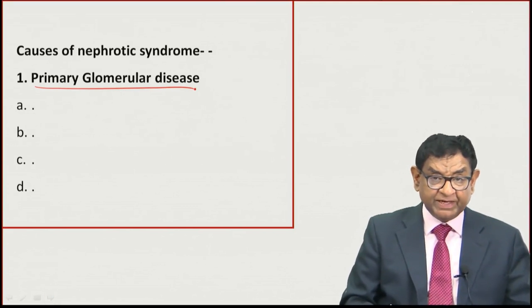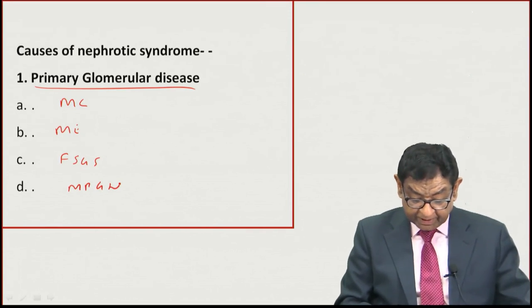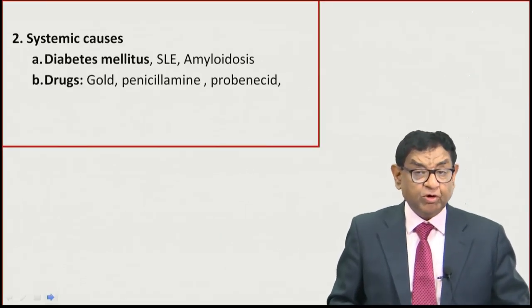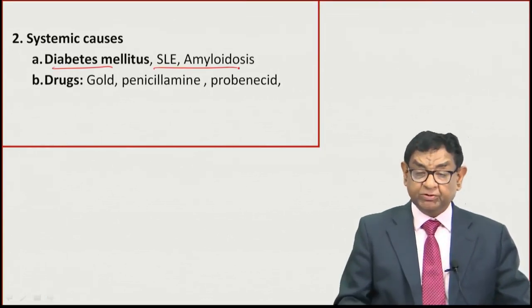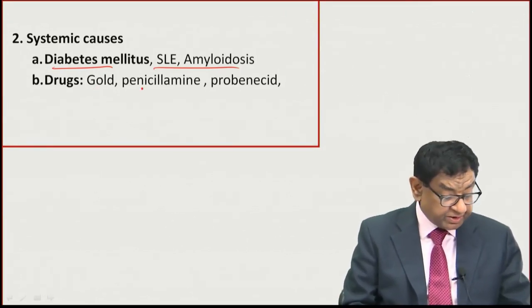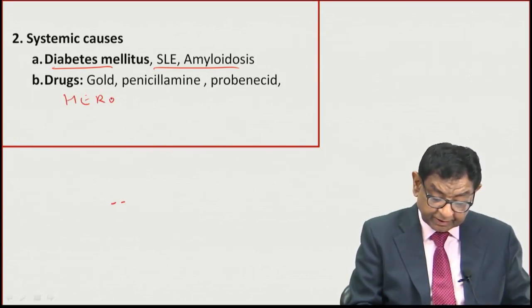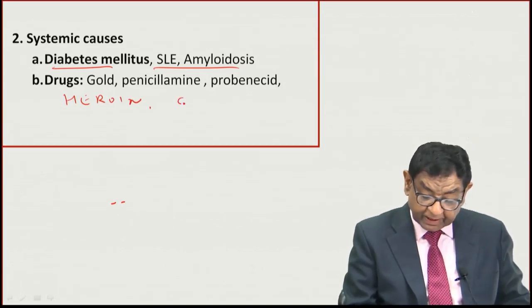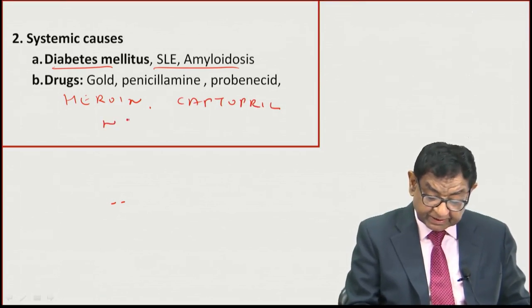So nephrotic syndrome could be primary glomerular disease. Now I don't think I need to write it: minimal change, membranous, FSGS and MPGN. Things are clear to you. But remember that nephrotic syndrome also occurs in many other systemic diseases, like diabetes, SLE, amyloidosis, and drugs like gold, penicillamine, probenecid, maybe heroin, and captopril, NSAID.